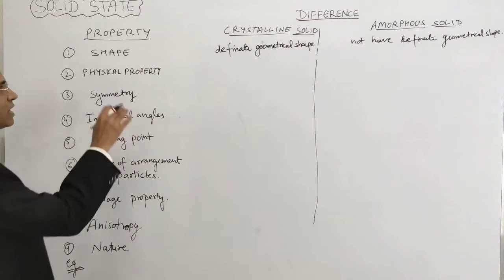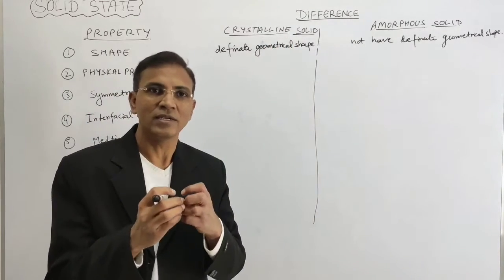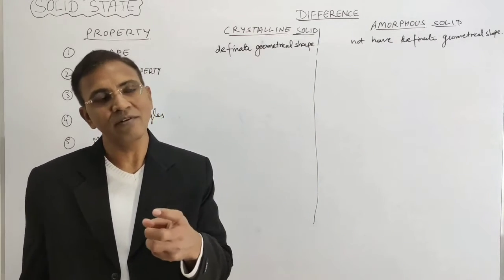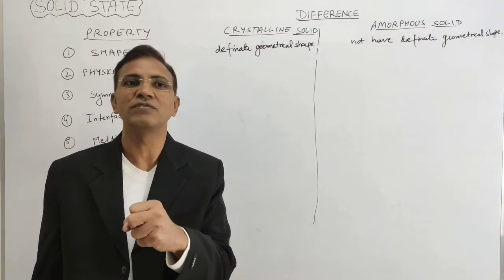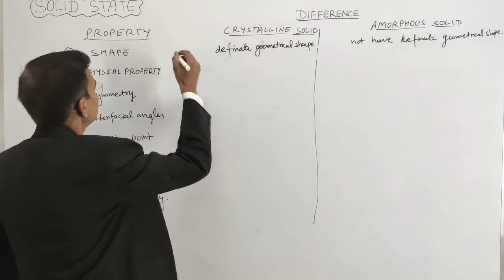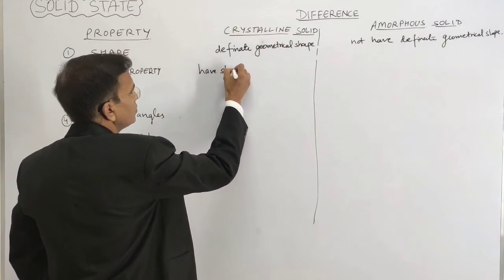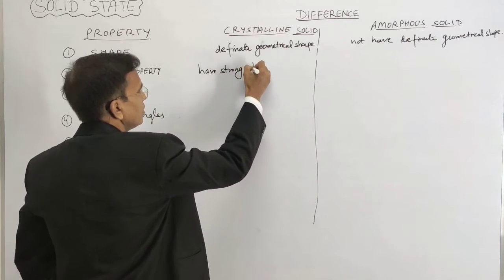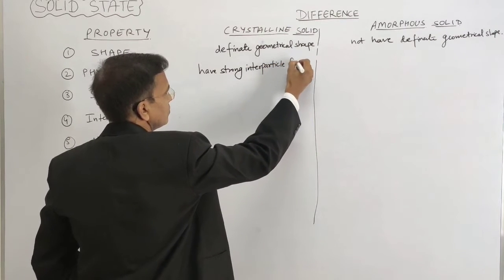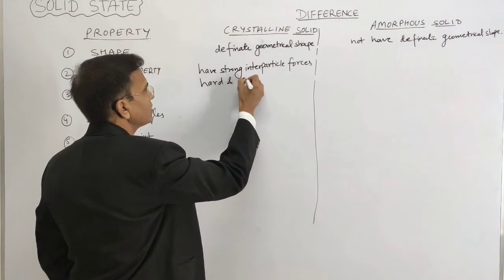Now the next property is physical property. Actually, in crystalline solids the interparticle forces are very strong. So they have very strong forces between the particles, and they are elastic and very hard. They have strong interparticle forces and are elastic.